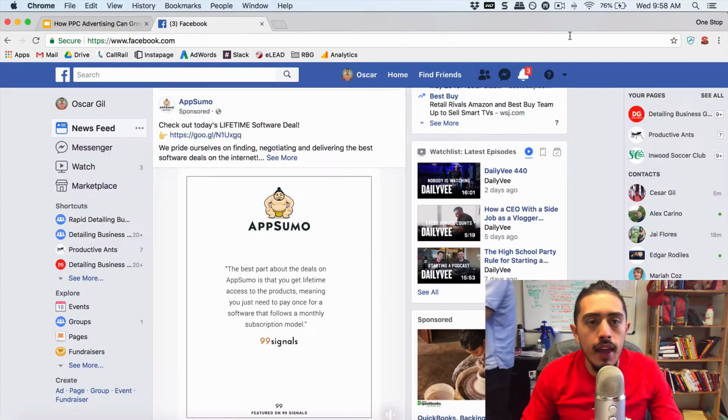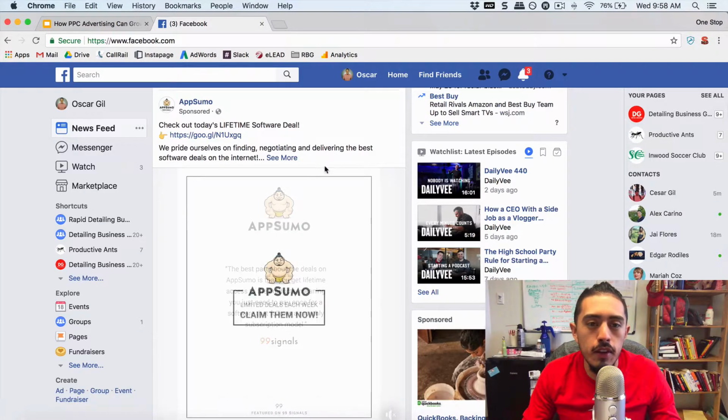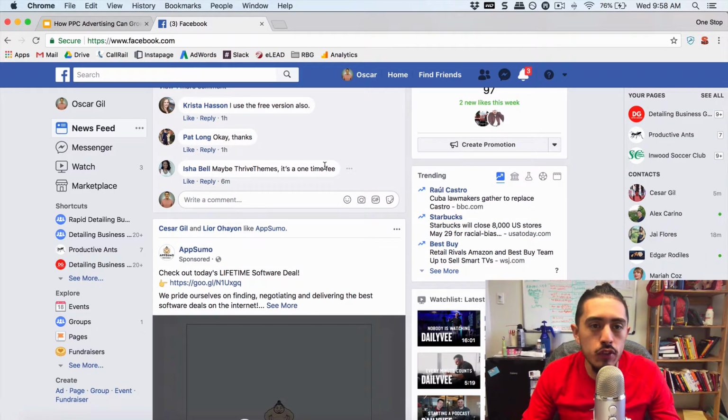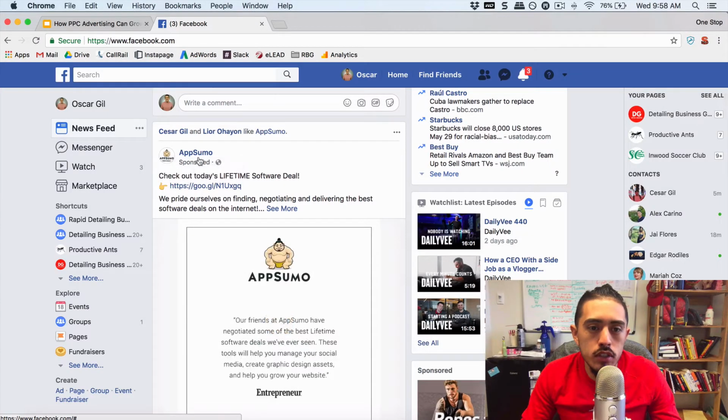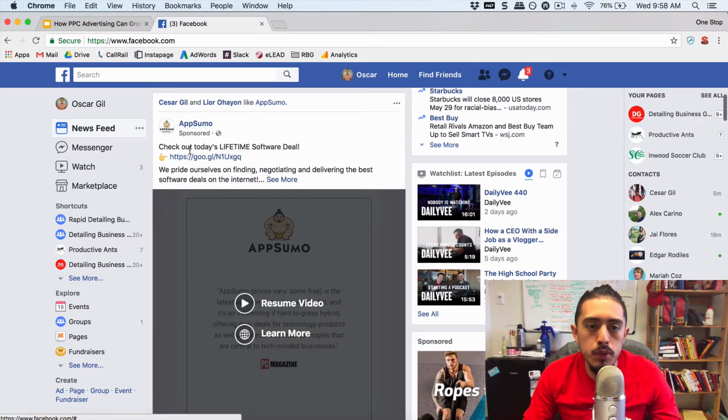So how does Facebook ads work? Well, I'm more than certain you've been on there, you've scrolled through your newsfeed, and then you've seen some ads, and the ads always have this little sponsored text underneath the company name. So right there you can see it's sponsored. So this is the company AppSumo paying money in order to put this ad in front of me.